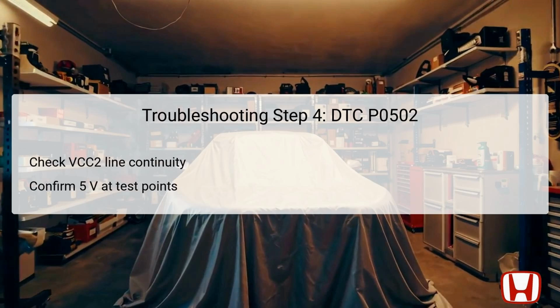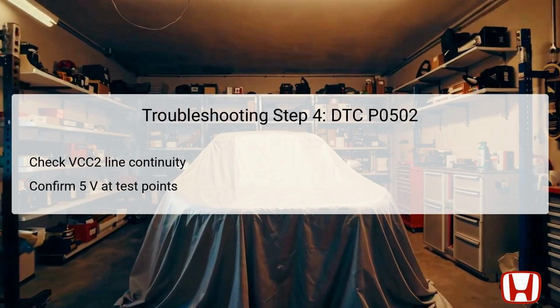In the fourth troubleshooting step for DTC P0502, further checks need to be performed on the VCC2 line, which is essential for the operation of the CVT speed sensor. At this point, the same test methodology applies, measuring the voltage between test point 1 related to CVT speed sensor 3P connector number 1 and test point 2, which again connects to body ground.